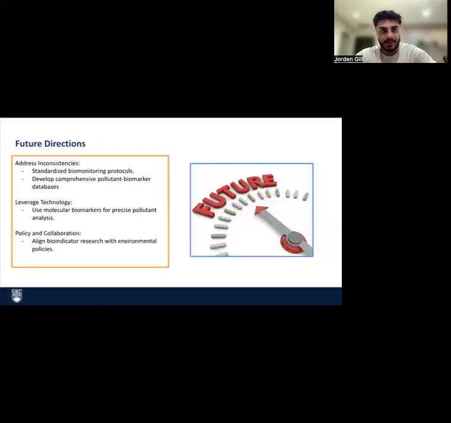So for future directions, although bivalves and crustaceans are already invaluable bioindicators, there are several areas where advancements can enhance their effectiveness in environmental monitoring. One key area is addressing the inconsistencies in linking specific pollutants to biological responses, which I found to be a pattern when I was reading through different types of papers. Standardized protocols and comprehensive biomonitoring databases could help establish clear correlations, and this would improve the accuracy of bioindicator studies.